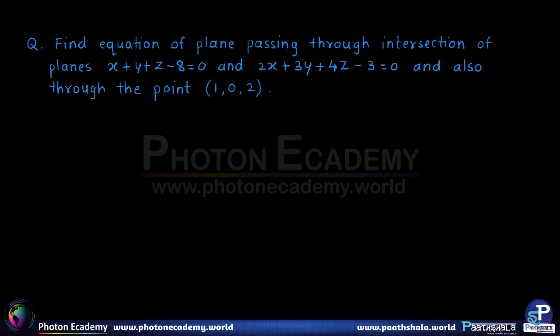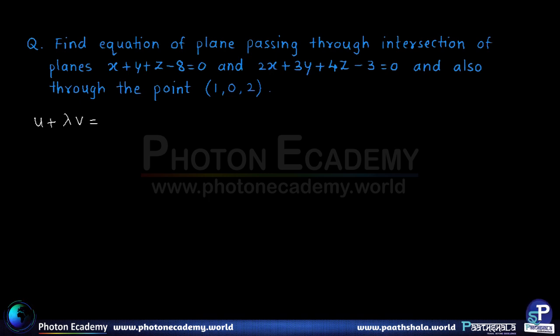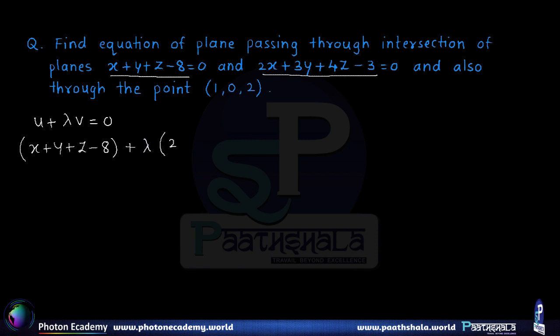Find the equation of the plane passing through the intersection of two planes whose equations are given, and also through the point 1, 0 and 2. So here clearly we can see from the wording of the question that it deals with the family of planes. So u plus lambda v equal to 0 gives us, u stands for the expression for the first plane, that is x plus y plus z minus 8, plus lambda times v, meaning the left hand side of the second plane, that is 2x plus 3y plus 4z minus 3 equal to 0.